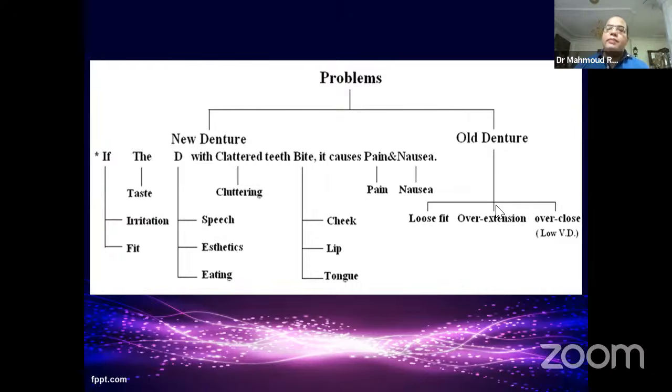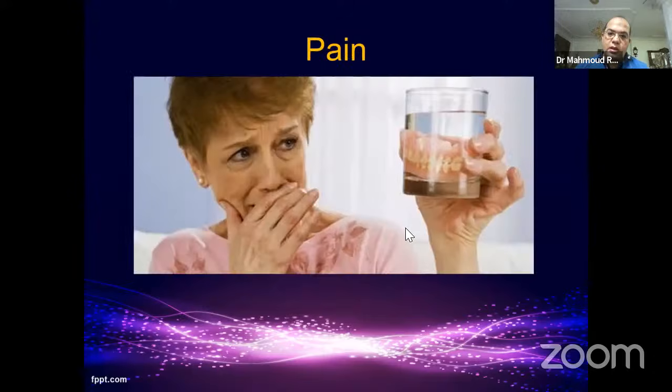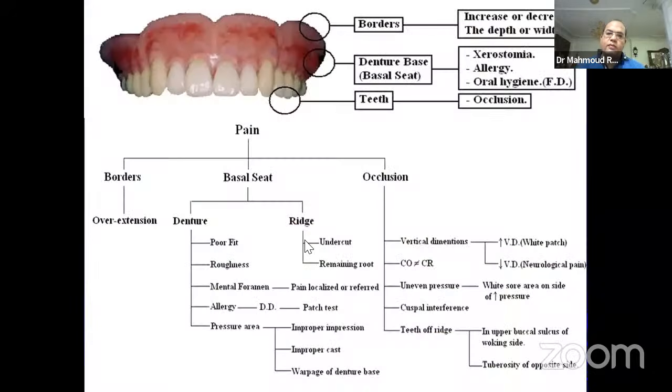And the complaints of the old denture, like loose fit, overextension, and overclosure. We start with the first complaint, and the most common complaint that the patient complains of is pain. Here, we divide our complaint into 3 parts according to the parts of our denture. The complaint may come from the denture borders, maybe from the denture base, and maybe from the teeth.